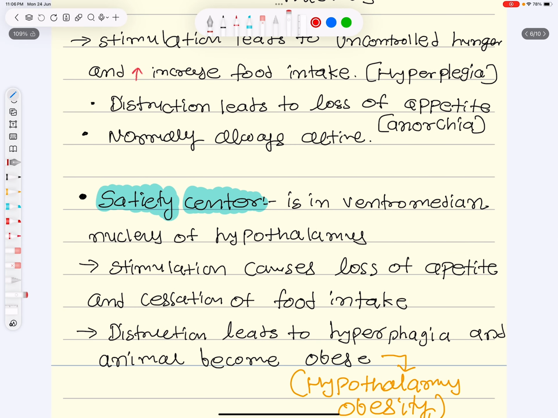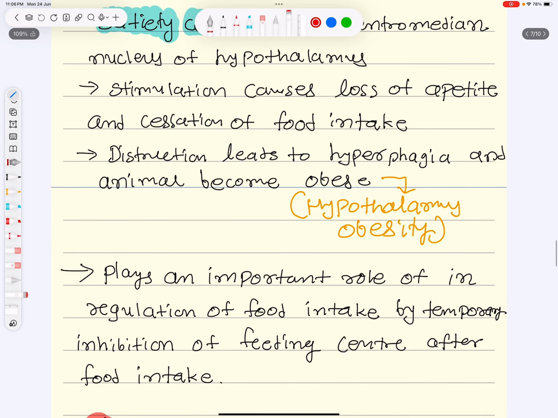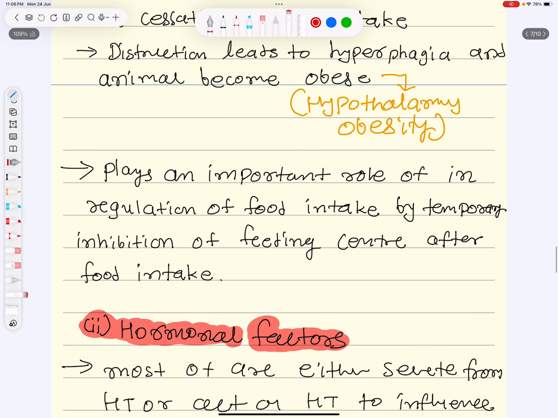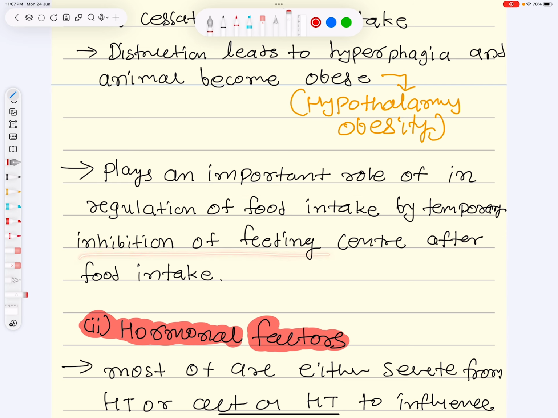Then comes the satiety center. In the ventromedial nucleus of the hypothalamus, stimulation causes loss of appetite and cessation of food intake. It puts a stop on food intake. So destruction leads to hyperphagia and the animal becomes obese. That is called hypothalamic obesity. That is another type of obesity. We have many types of obesity, but this is hypothalamic obesity. So it plays an important role in regulation of food intake by temporary inhibition of the feeding center after food intake.